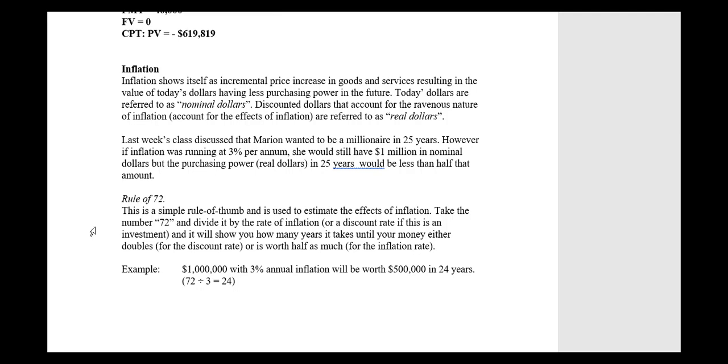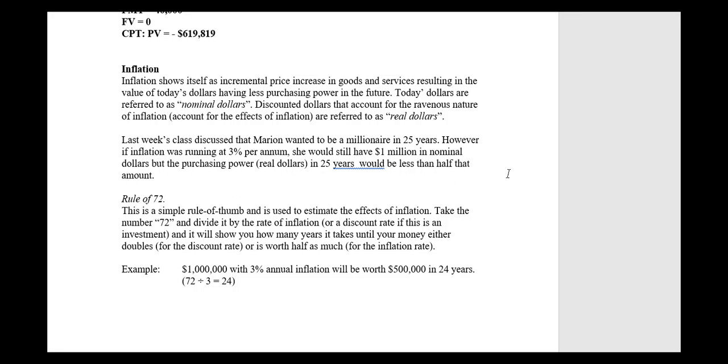What is the rule of 72? It says this is a simple rule of thumb and is used to estimate the effects of inflation. Take the number 72 and divide it by the rate of inflation, and it'll show you how many years it takes until your money either doubles for the discount rate or is worth half as much. So in this example, you've got $1 million. There's 3% annual inflation. It would be worth about $500,000 in 24 years. 72, the rule of 72, divided by 3, that's the inflation rate, equals 24. So your purchasing power in 24 years would be about half as much, okay?